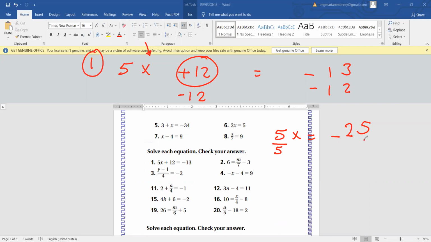How can I answer it? Divide by 5 on both sides. Then x must be negative, the negative stays as it is. 25 divided by 5 equals 5. So x equals negative 5. Do you understand?